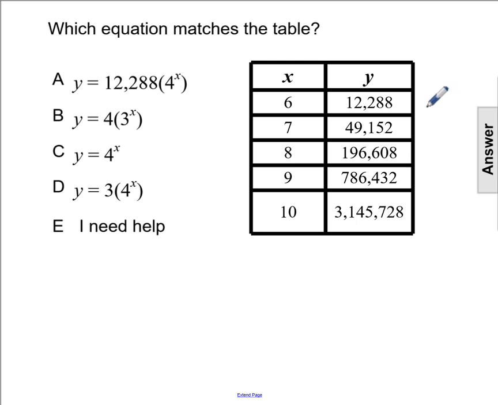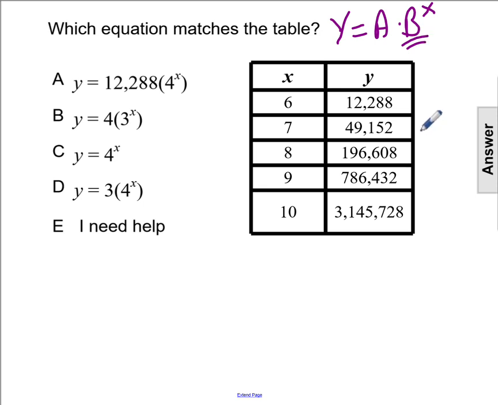And here we have y values which are increasing, so we know we're dealing with a growth factor. Our general equation is going to be y is equal to a times b raised to the x power. So let's start by finding the growth factor and determine the value of b.